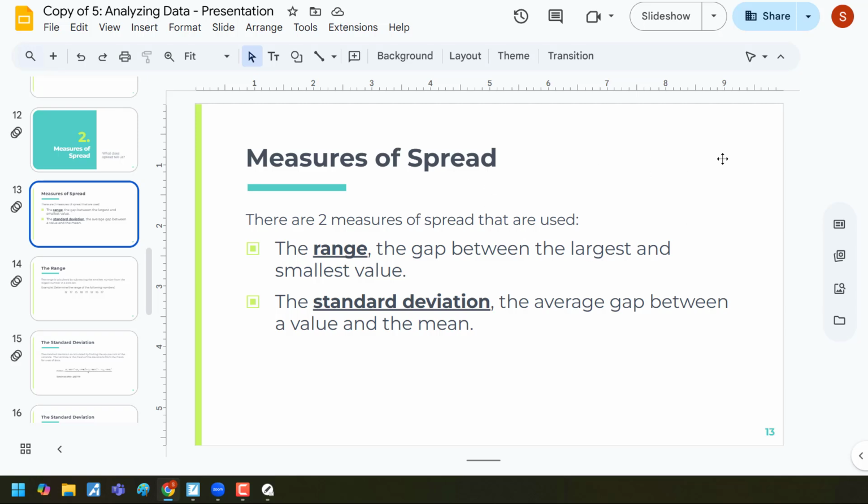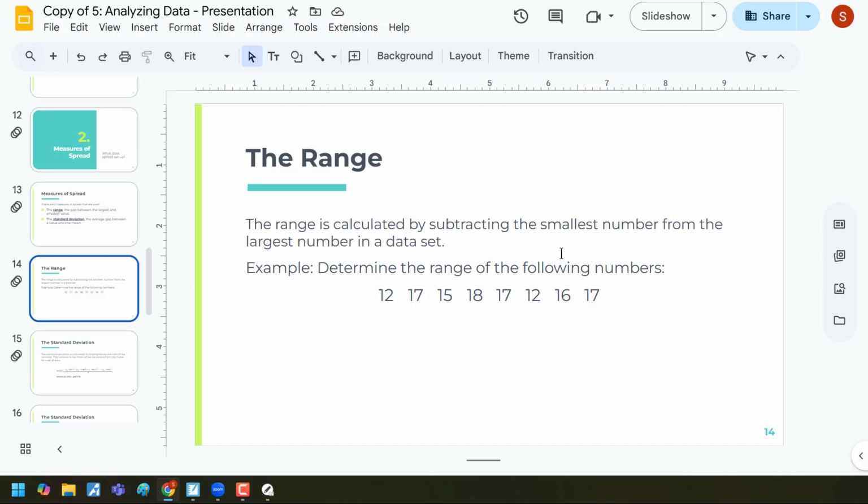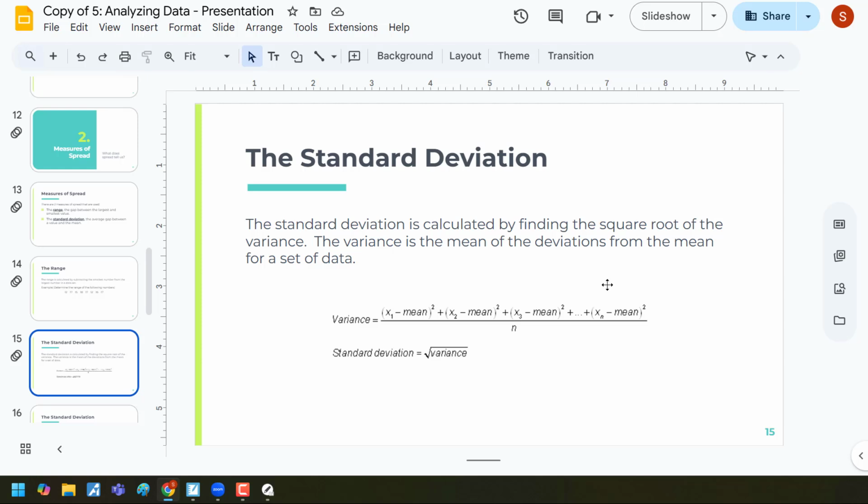All right. There are two measures of spread. What is spread? What are we talking about? I'll explain it. The range is the gap between the largest and smallest value. That's easy. I don't think anyone messes that one up too much. The standard deviation is the average gap between a value and the mean. What does that mean? Well, let's do range first. That's the easy one. Range is calculated by subtracting the smallest number from the largest number in a data set. So, for example, if you're determining the range of the following numbers, just take the biggest number, 18, subtract the smallest number, 12. The range is 6. That's it. I'm not going to write it out. It's pretty straightforward. I think mostly you can follow that.